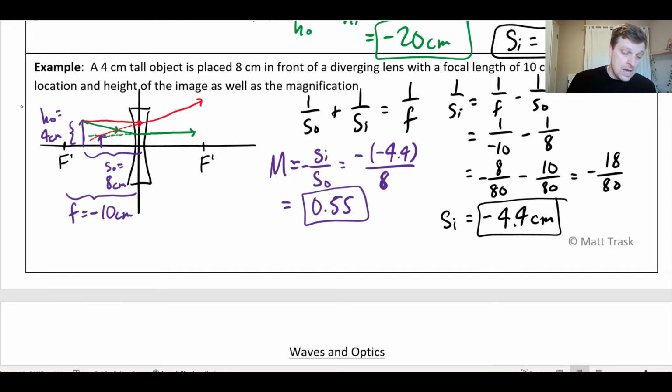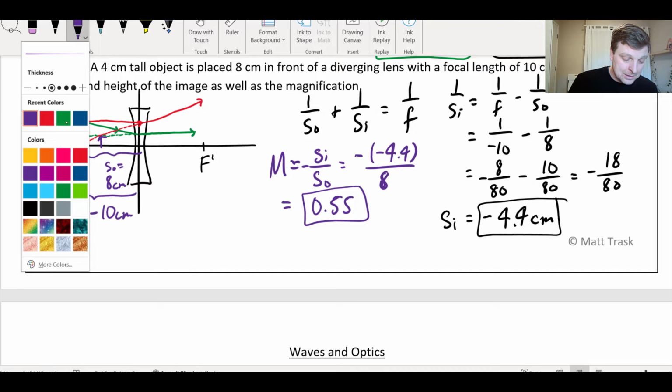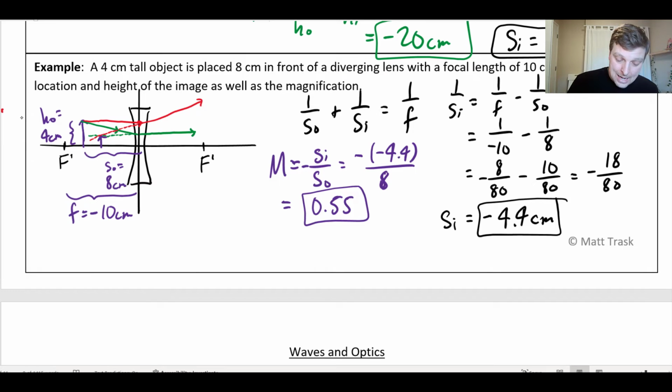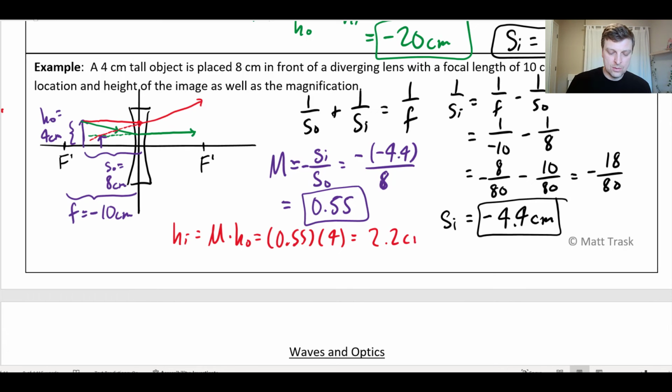And then last but not least, I can calculate my image height, because that's just the magnification times the object height. And so a magnification of 0.55 times a height of 4 centimeters gives me an image height of about 2.2 centimeters at the end of the day. And it's positive, meaning it's upright, and it's smaller than 4, so that all jives with what I expected. All right, that is it for our lesson on lenses.